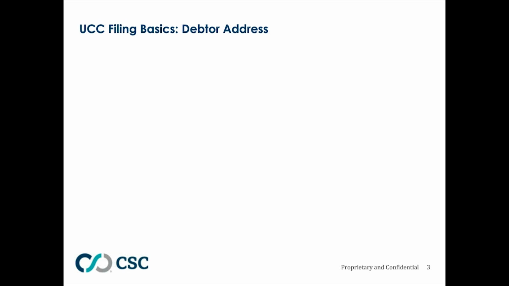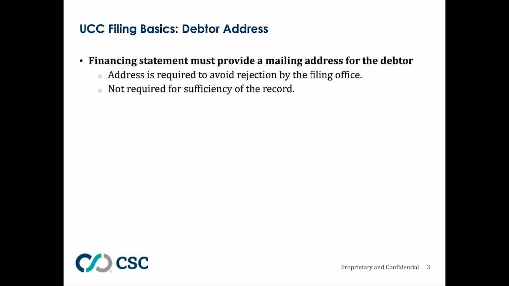Now, a UCC financing statement must provide a mailing address for the debtor. The address is required just to avoid rejection by the filing office. It's actually not even required for a sufficient financing statement. If you could file a financing statement without the debtor address, it would still be effective. However, it would be difficult to get it filed because filing offices are pretty good about rejecting financing statements that are filed without that information.